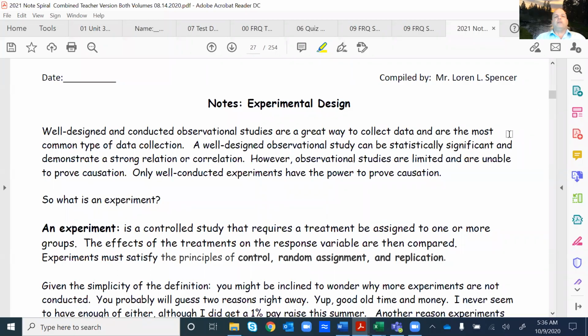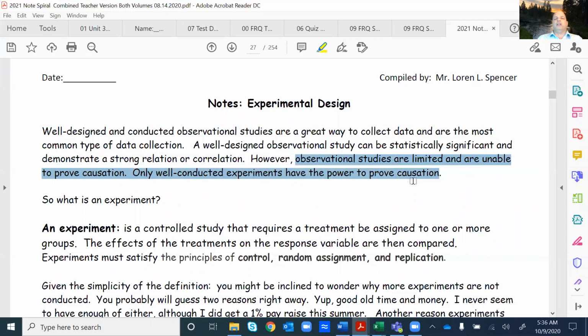Okay, previously we've talked about observational studies, and we're on page 27 of the notes, and we're going to be focusing on experimental design and components of experimental design in this video. Previously we said observational studies can be statistically significant. We also said that they are the most common type of way of collecting data, and that surveys are part of them. However, the limitation on observational studies is that they are unable to prove causation.